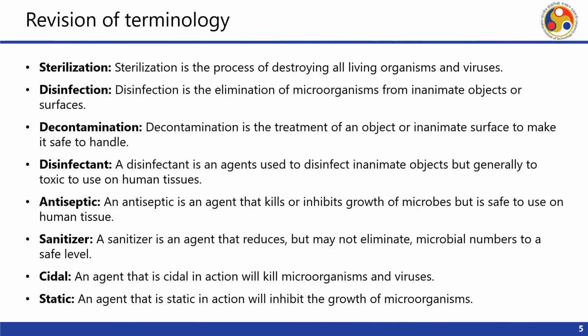Sanitizer is an agent that reduces but may not eliminate microbial numbers to a safe level, and it can be used on humans or human tissue. Cidal agents are those which kill microorganisms and viruses, so we call them fungicidal or bactericidal. And then we have certain agents which we call static agents. These inhibit the growth of microorganisms, like bacteriostatic or fungistatic.